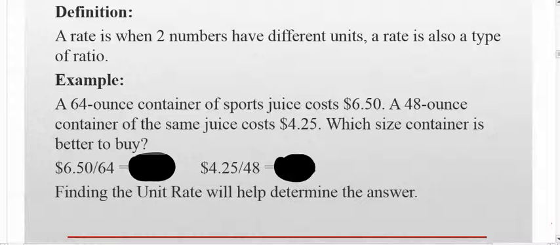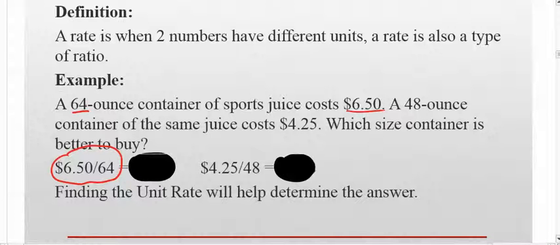An example would be right here. A 64-ounce container of sports juice costs $6.50. A 48-ounce container of the same juice costs $4.25. Which size container is better to buy? You would divide $6.50 by 64 ounces, and similarly for the other container, to compare the cost per ounce.